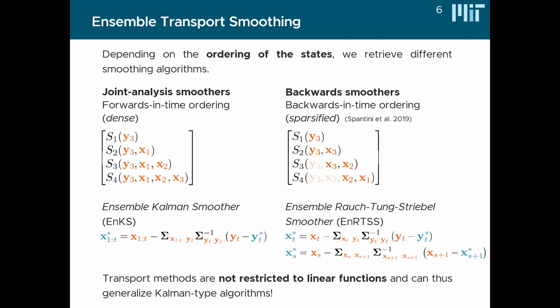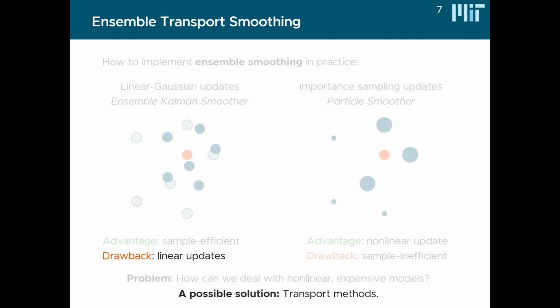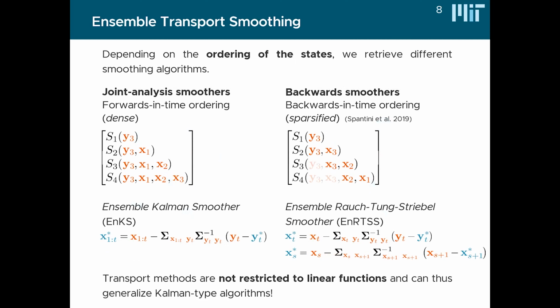Which, if we go back to the motivating slide earlier, was one of the huge drawbacks of Kalman-type methods, their fundamental limitation to linear updates. And if we can overcome this limitation with transport methods, then we're a large step closer to implementing really interesting and powerful nonlinear smoothing algorithms. But before we go happily generalizing both types of smoothers, it actually turns out that they don't generalize equally well.